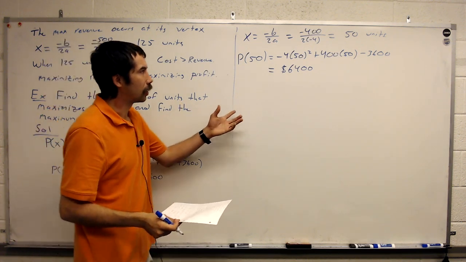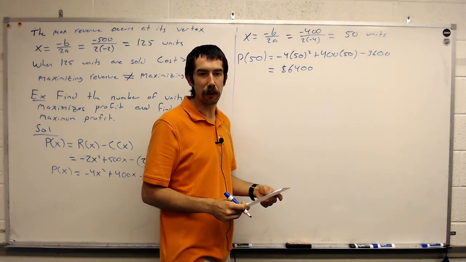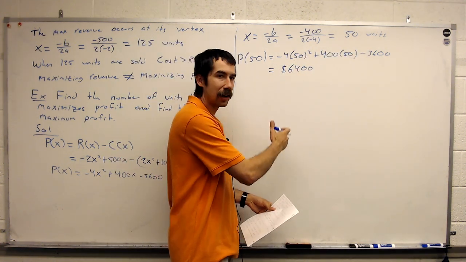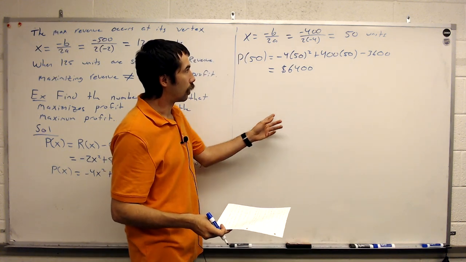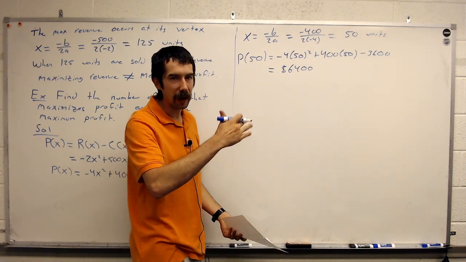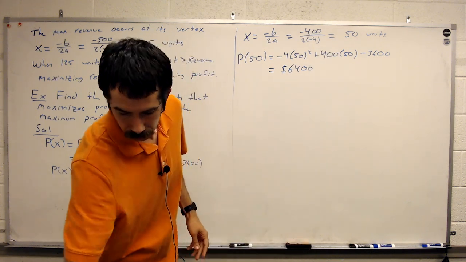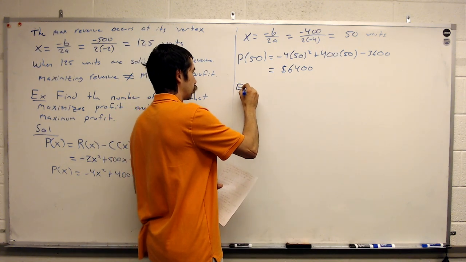Okay, and note this 50 units happens to be halfway between the two break-even points, right? The first break-even point was 10, the next one was 90. The halfway point is 50 units. So that's just one of the properties when we have quadratics. All right, let's look at another example.